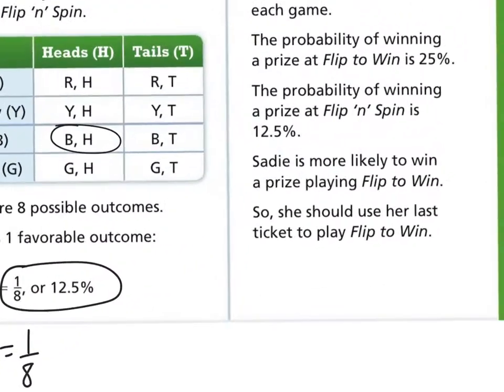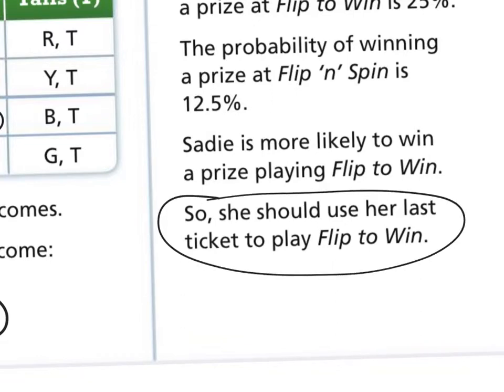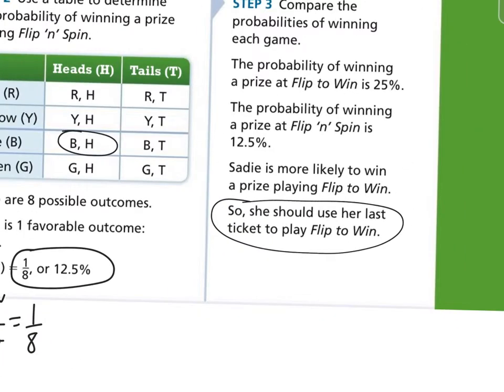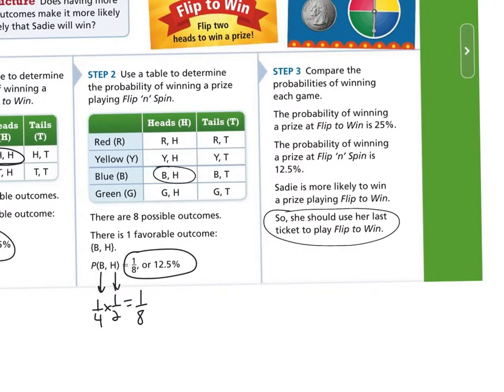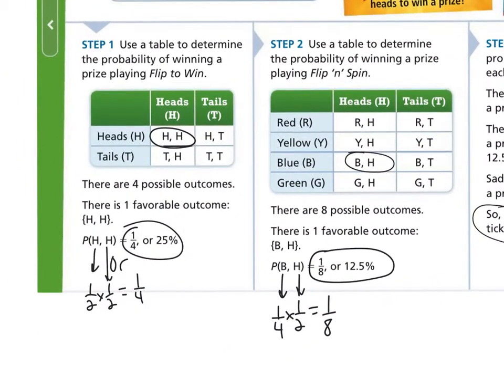So she should do the flip to win again, because 25% is more than 12.5%. She has twice the probability of winning in that game than the other one.